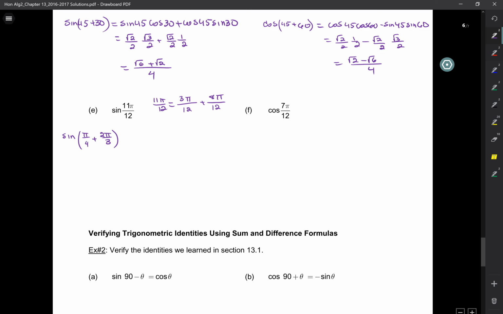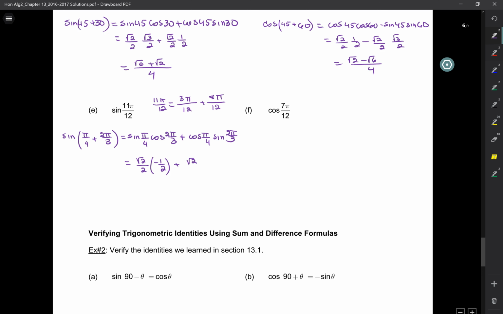Are we okay with this? So now it'll be sine pi over 4 cosine 2 pi over 3 plus cosine pi over 4 sine 2 pi over 3. So sine of pi over 4 is root 2 over 2. Cosine of 2 pi over 3 is what? Negative a half. Pi over 3 is the bigger angle. It faces root 3 over 2. The cosine is 1/2, but cosine is negative at 2 pi over 3.